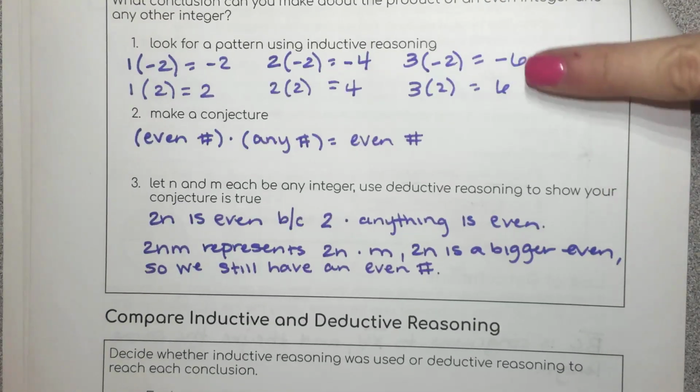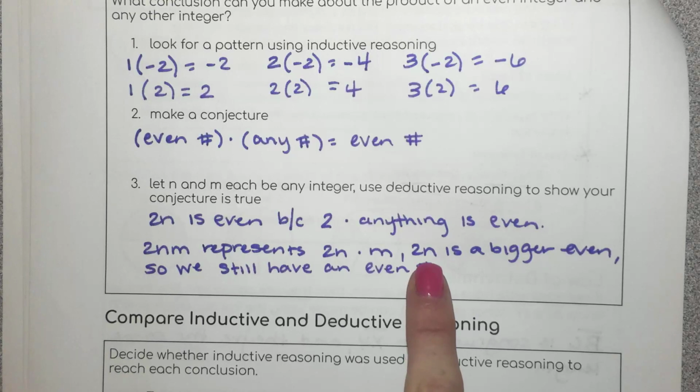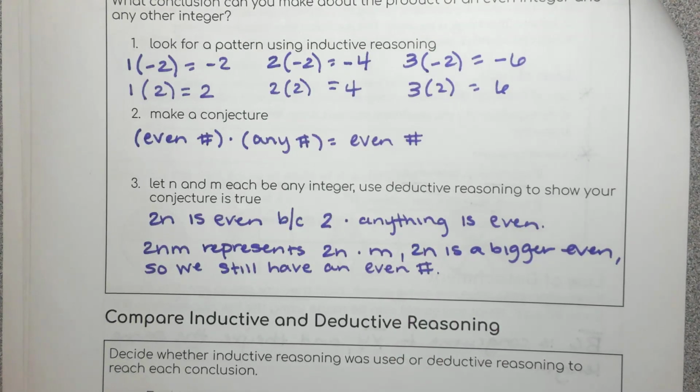So this was us using inductive reasoning. We were looking for a pattern. Inductive is finding a pattern. Deductive is making a conclusion about the whole thing. So 2 times anything is going to give us another even number. Even if we multiply it by an odd number here, we're still multiplying by 2 at some point, and we'll be able to divide by 2 in the end. So anything that's even is divisible by 2, which is true.